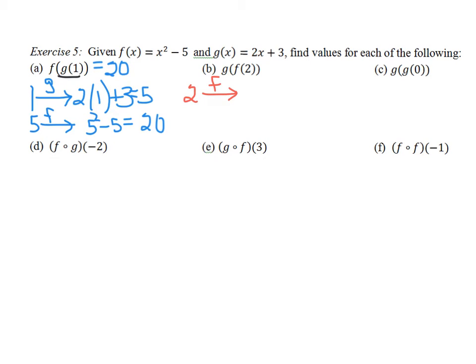If we can do this in our head, 2 squared minus 5 gives me a negative 1 for the output. That becomes our input when we then enter into the function g. So negative 1 gets substituted into the g function for x. So when we do this, 2 times negative 1 plus 3 gives me a final answer of positive 1. So g of f of 2 would be equal to 1.